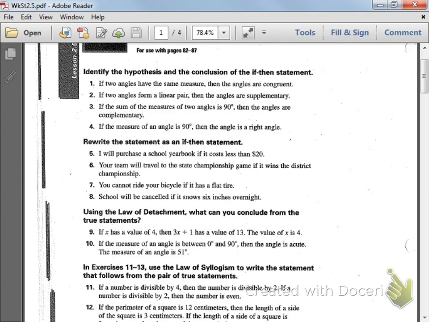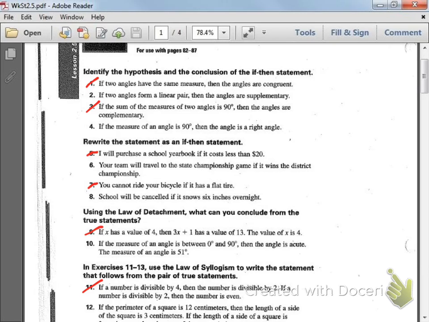So we are just going to focus on the evens. Which ones are even? Very. 2, 4, 6, 8. So I'm just going to cross out 1, 3, 5, 7, 9, 11, and so on. So you don't accidentally do those. All right, so the first section says identify the hypothesis and the conclusion of the if-then statement.